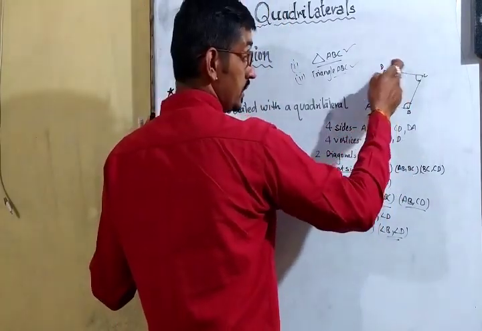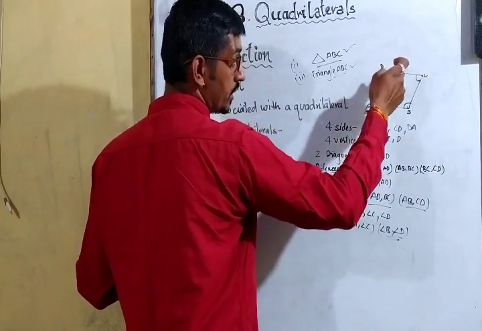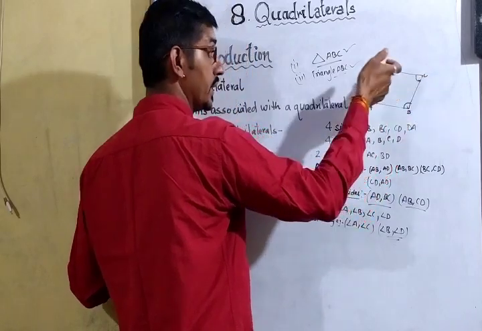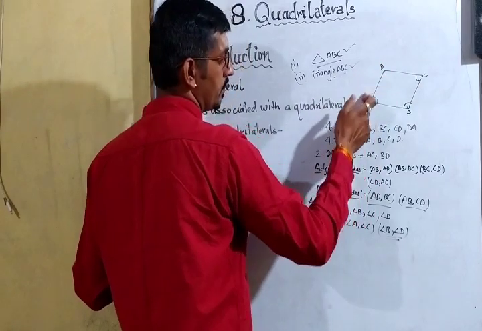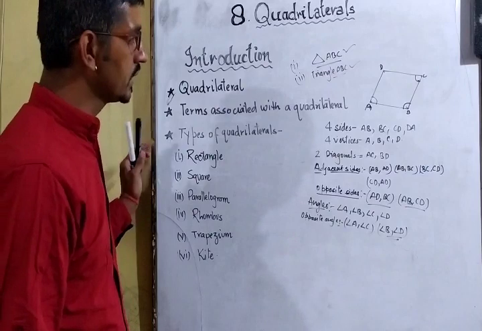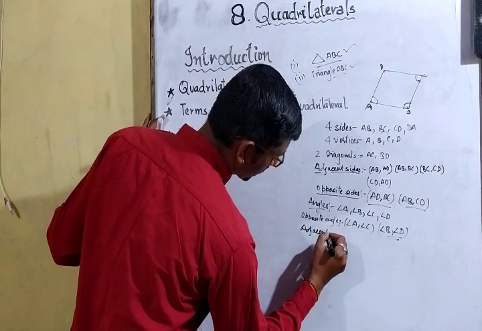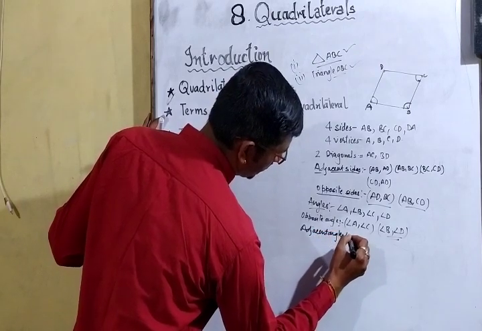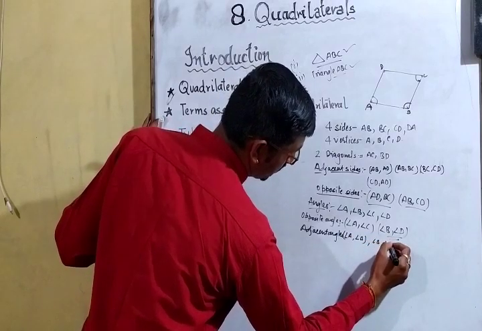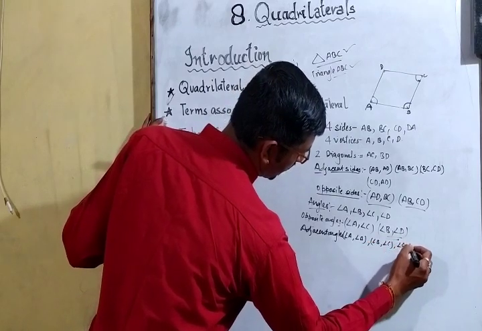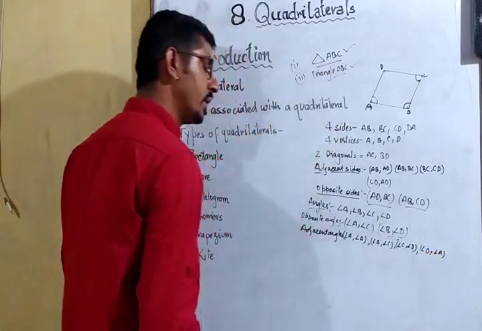Now here CD, that means CDA. Angle C is adjacent to angle D because CD is the common side between angle C and angle D. Now here CDA and DAB common side is AD. So adjacent angles are angle A comma angle B, first pair, angle B comma angle C, second pair, angle C comma angle D, third pair, and angle D comma angle A are adjacent to each other.